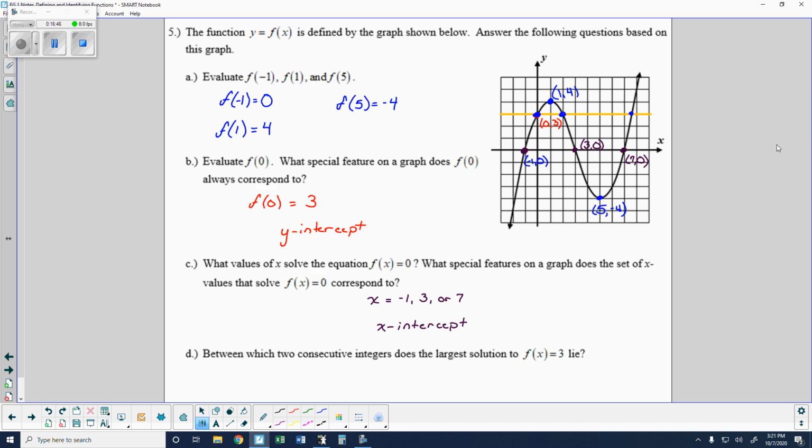So which two consecutive integers does the largest solution of f of x lie between? 7 and 8. So in this case, again, we were looking for the y value that's 3 and the corresponding x values that match up with that. This is function notation in a nutshell.